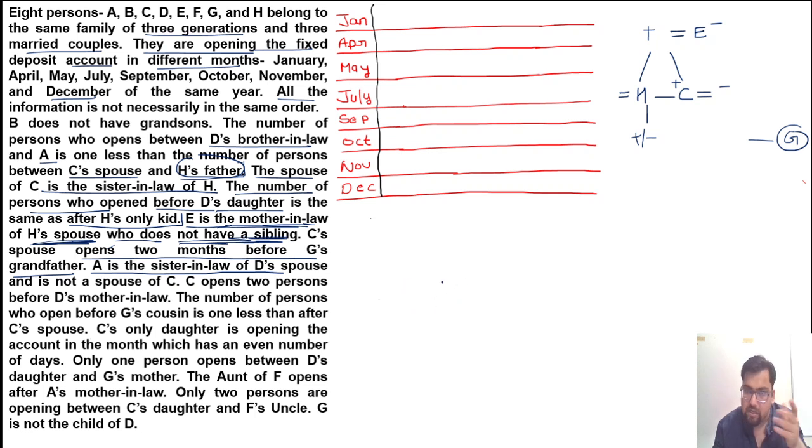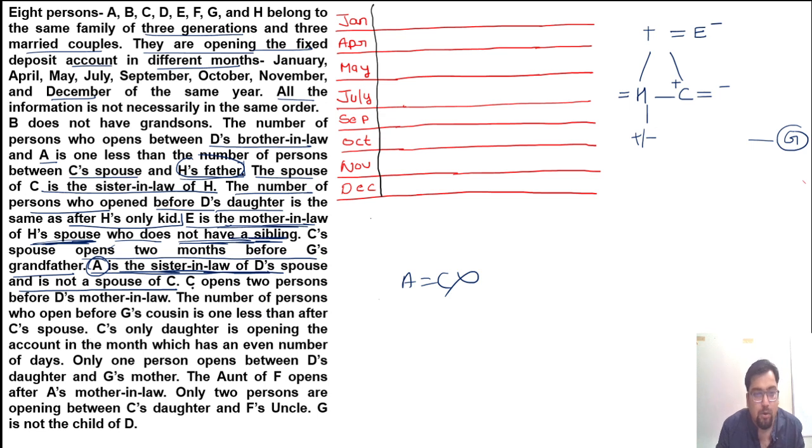Leave it, because it will confuse you. Just leave it. But remember that A is a sister-in-law of D's spouse and is not a spouse of C. That means A and C are not a married couple. C is here, so A cannot be here, definitely for sure. But we need to think like this: A must be the sister-in-law of D. The only possibility is there. But leave it, I will tell you later on.